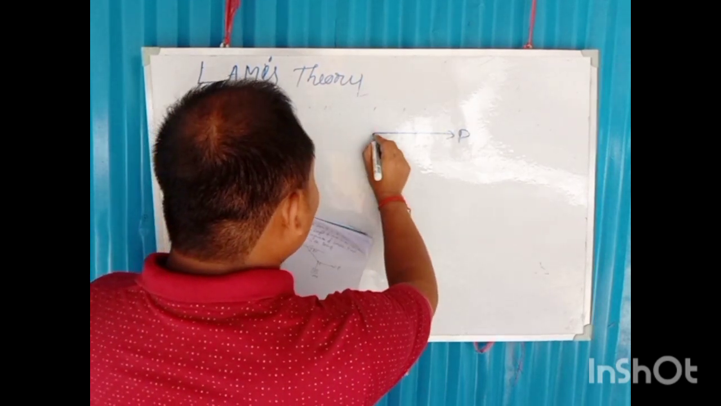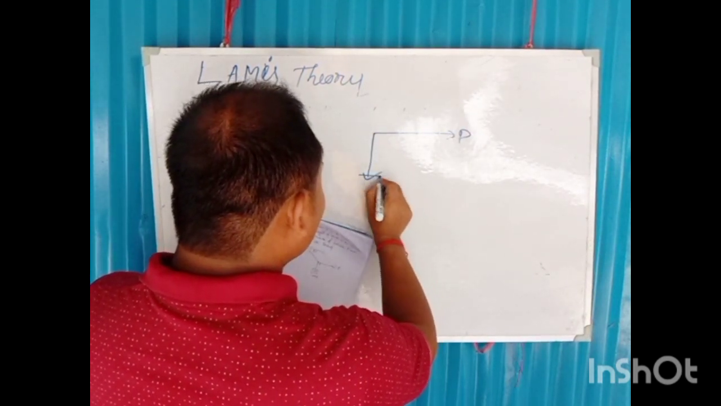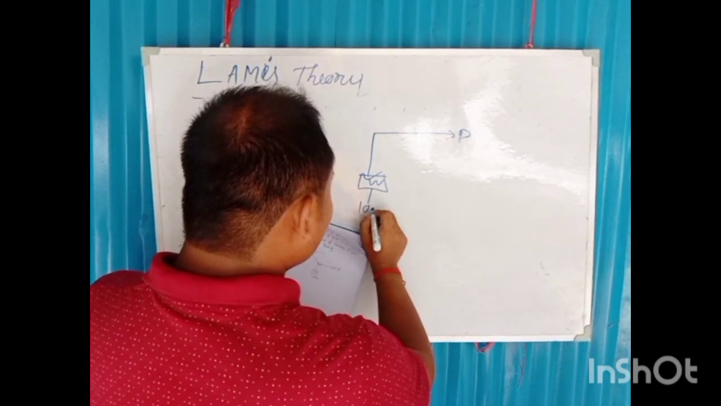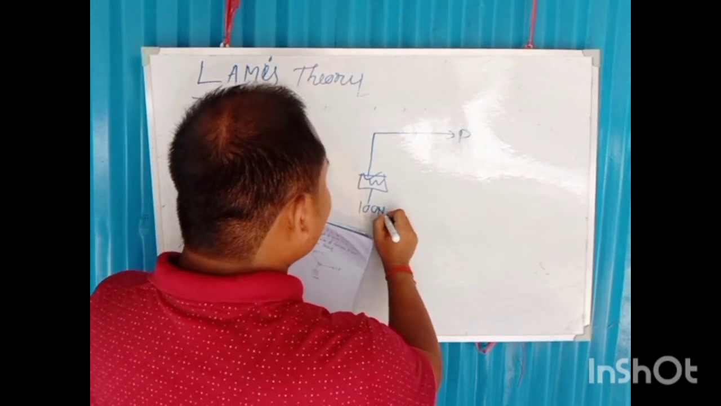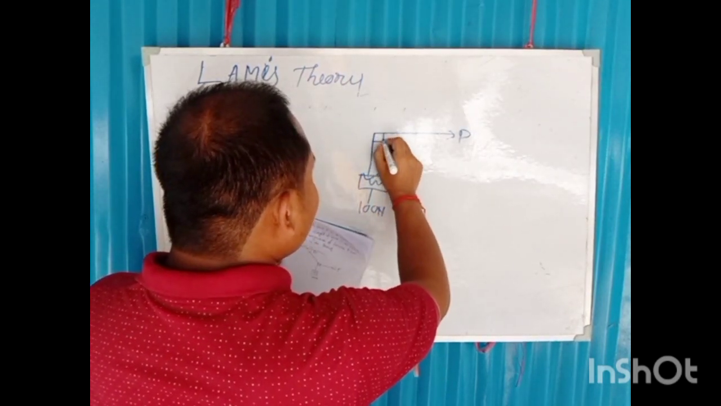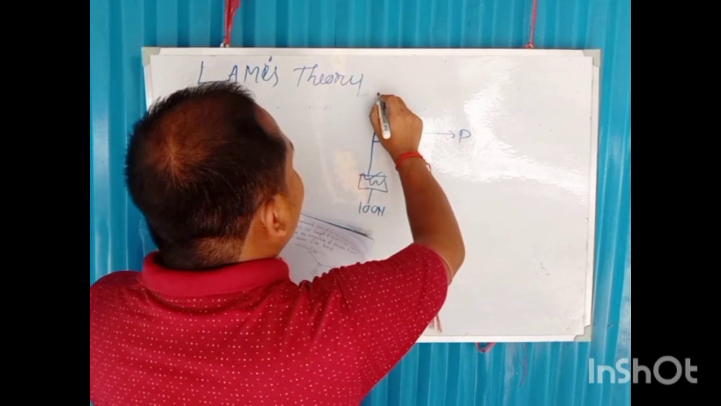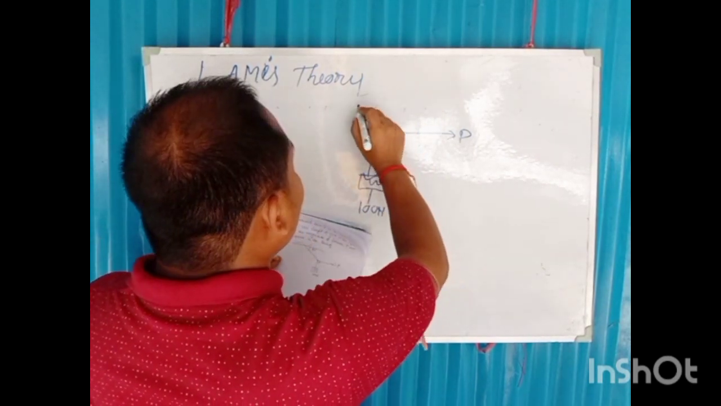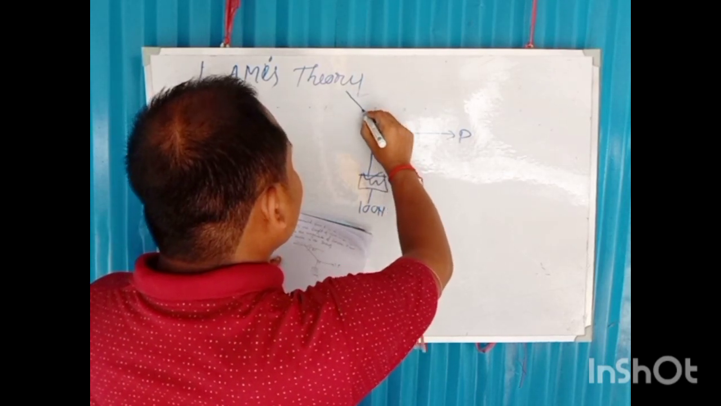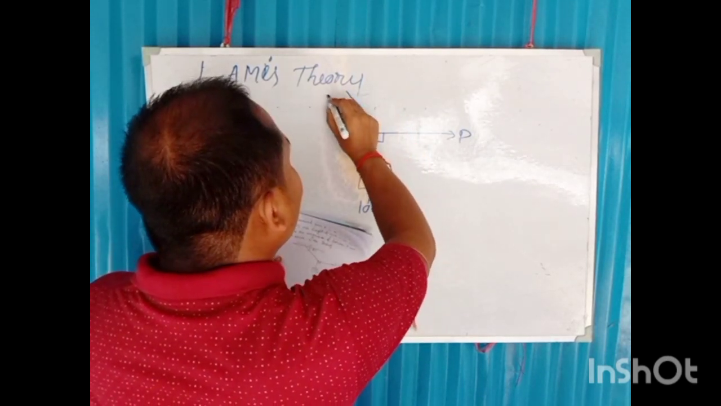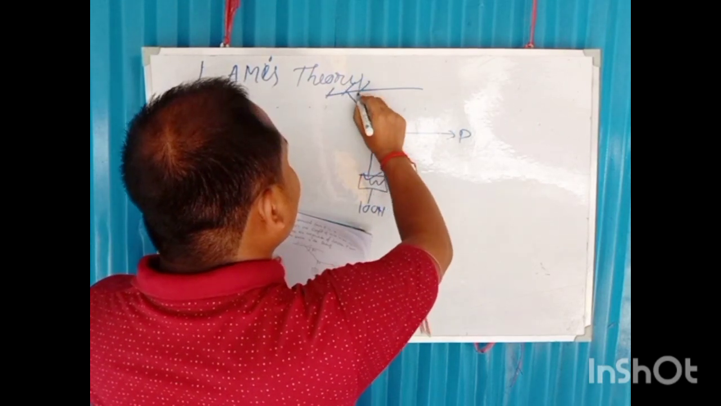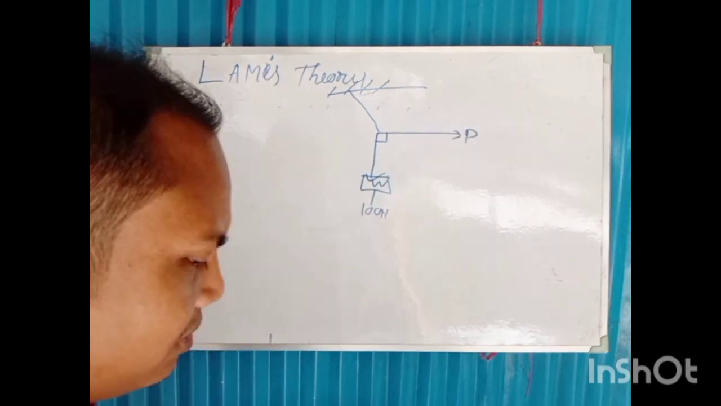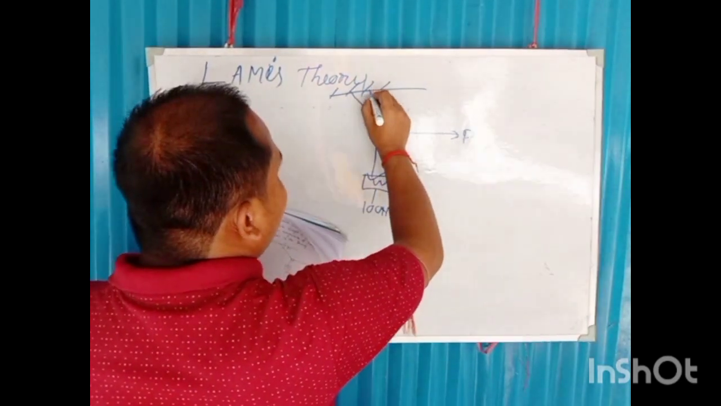This is the weight W. The value of the weight is 100 Newton. Okay, and also this angle is 90 degree horizontal. And this is the string by which the weight is supported. Okay, string, this is angle 80 degree.